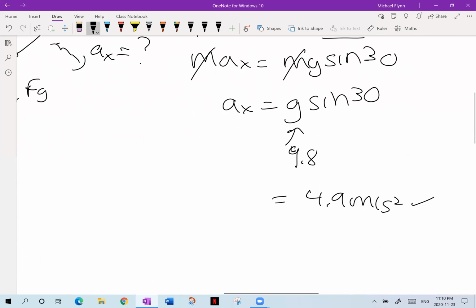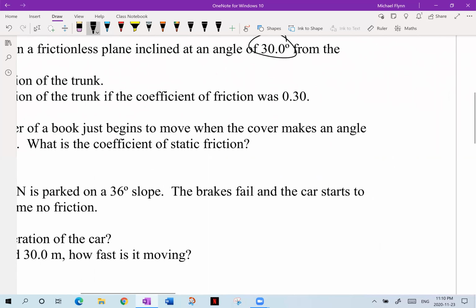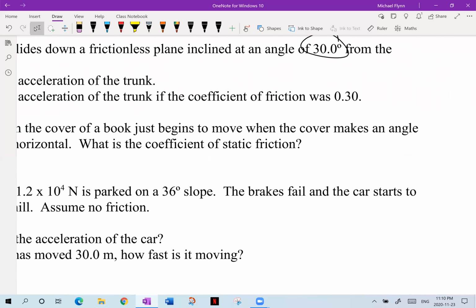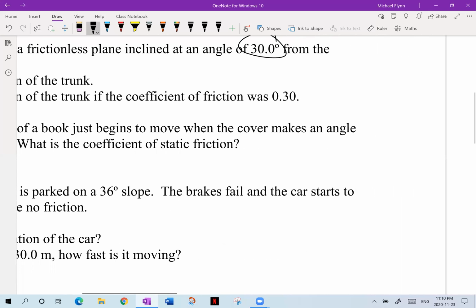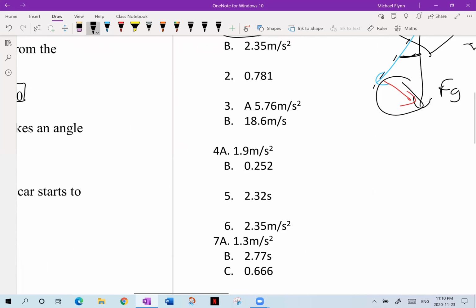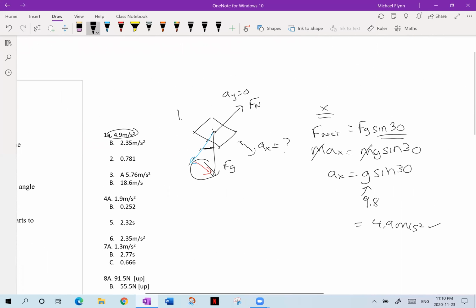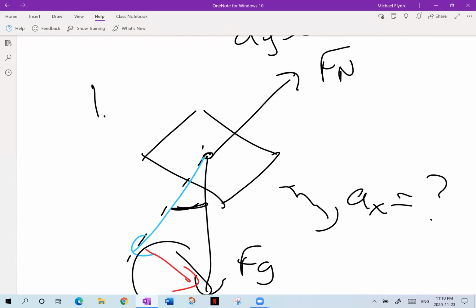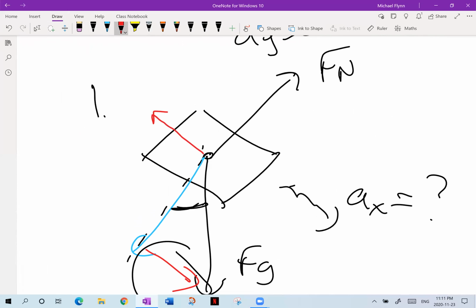Now, the second half of this question is actually trickier than it sounds. It says, find the acceleration if the coefficient of friction was 0.3. They mean kinetic friction, if it's sliding down with some kinetic friction. Kinetic friction always opposes the motion. So my frictional force, which I will color red again, will go up the incline like that, and that is your force of friction.